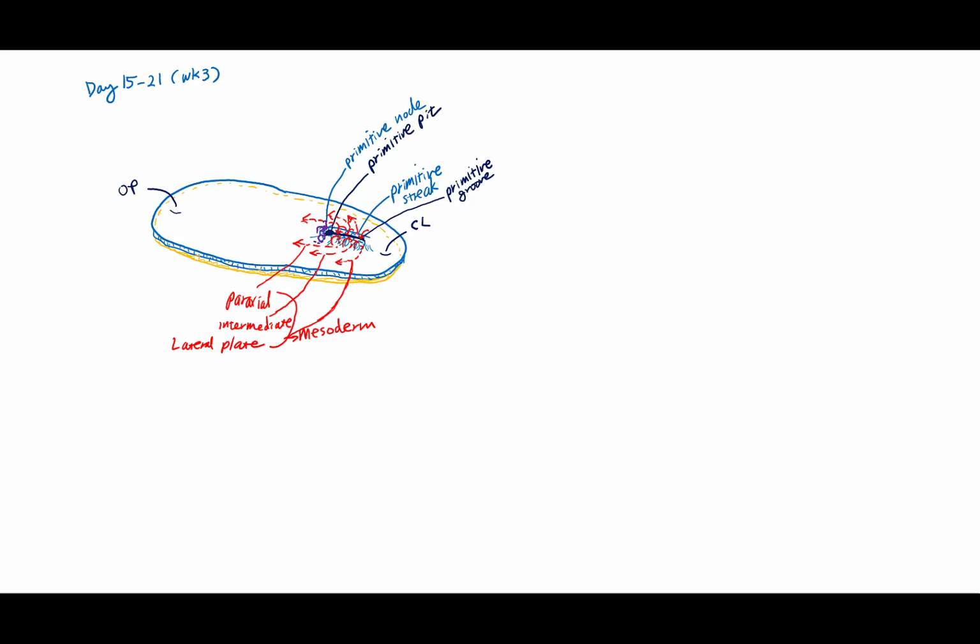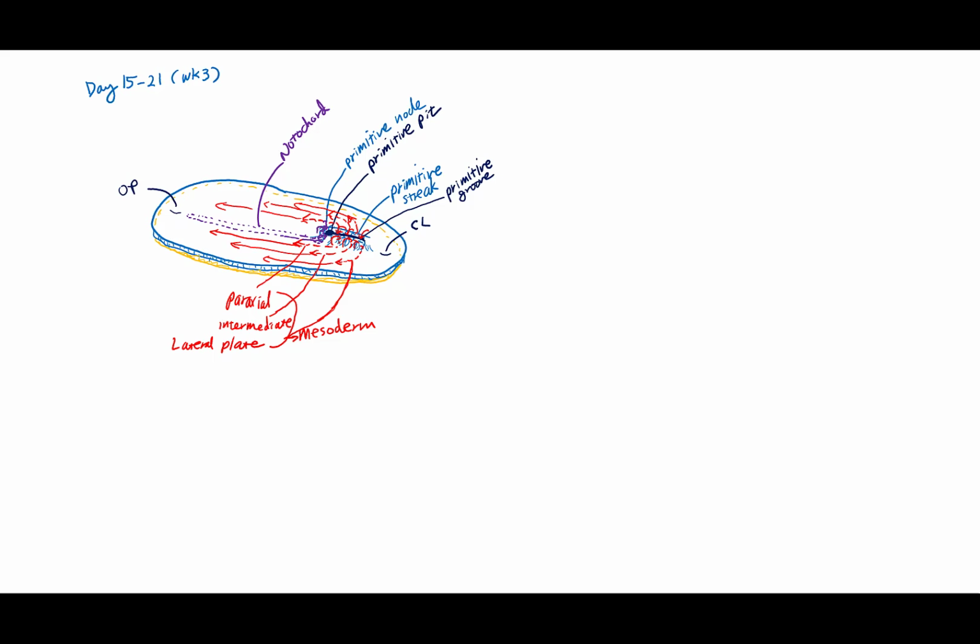Now, from the primitive node, there's no EMT occurring in the cells that are ingressing. Instead, these ingressing cells will hold onto each other and form a nice rigid cord of cells called the nodal cord, which grows towards the oropharyngeal membrane. While the nodal cord is lengthening, the mesodermal tissue also spreads towards the cranial end as well.